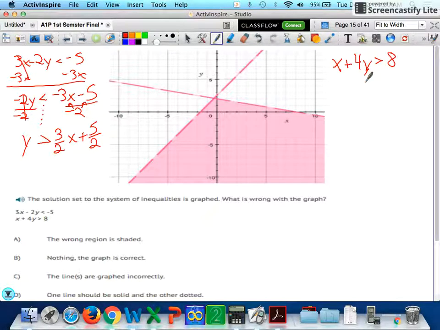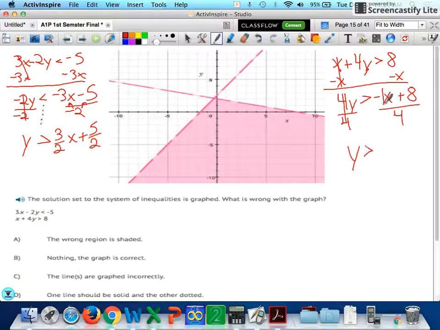Okay, subtract x from both sides because we want y by itself. We get 4y is greater than -x plus 8. Divide by 4, divide by 4. We get that y is greater than, this is a -1 in front of here, so we have a -1/4 x plus 2. Now we've got to check both of these, okay?